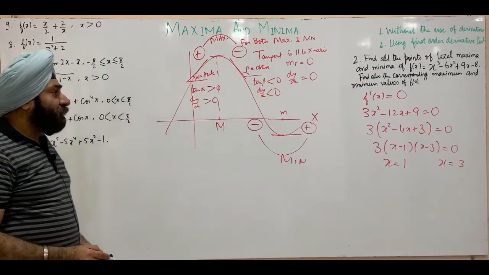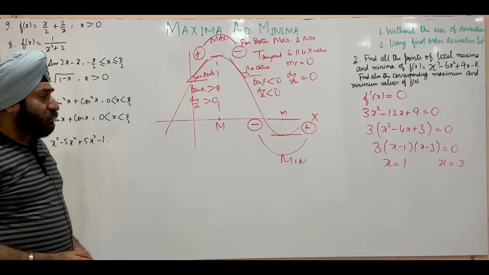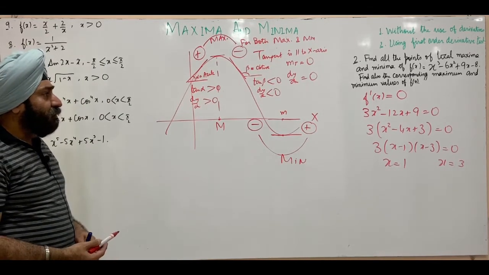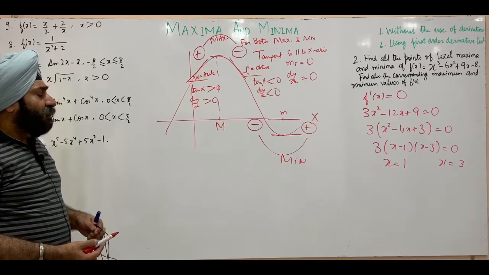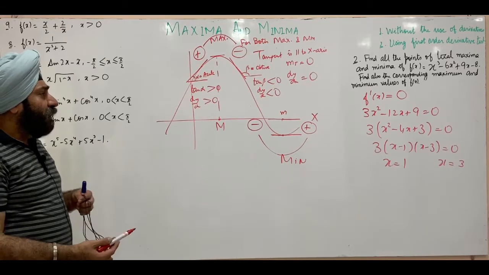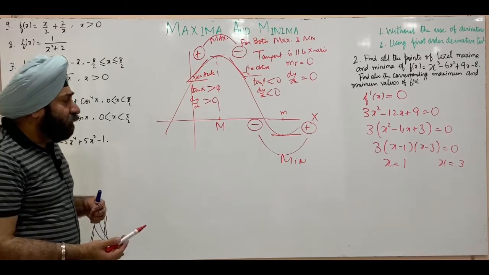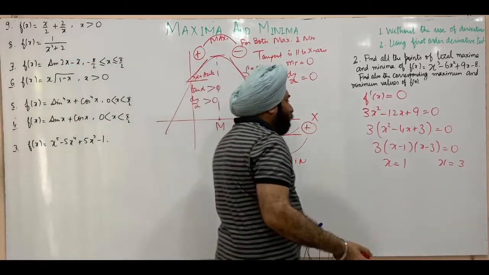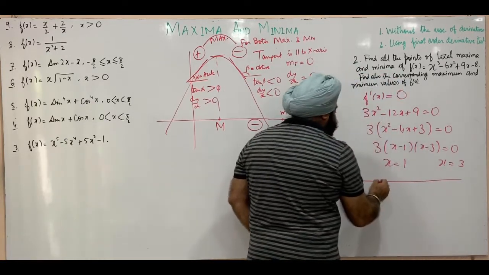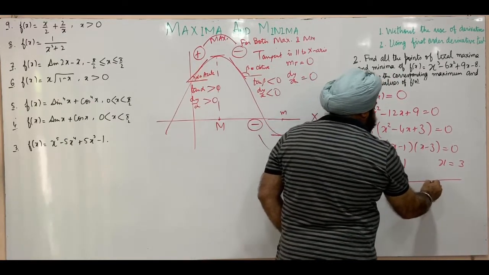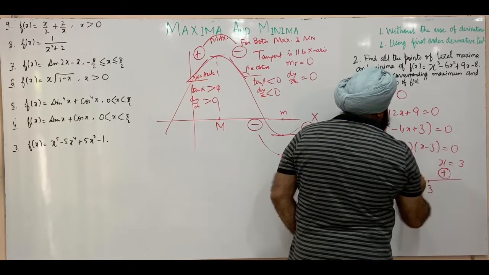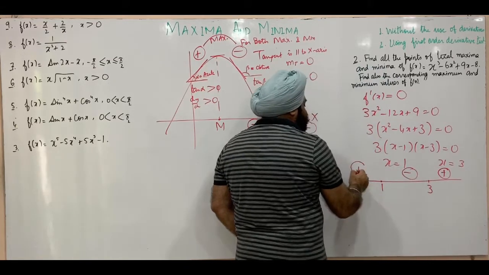Critical points means where the first order derivative of the function is 0. That is 0 at x is equal to 1 and at x is equal to 3. To check whether x is equal to 1 and x is equal to 3 are points of maxima or points of minima, we have to see the change of sign. We draw a number line. We use the wavy curve method. Critical points are 1 and 3. This is positive sign, negative sign and positive sign.